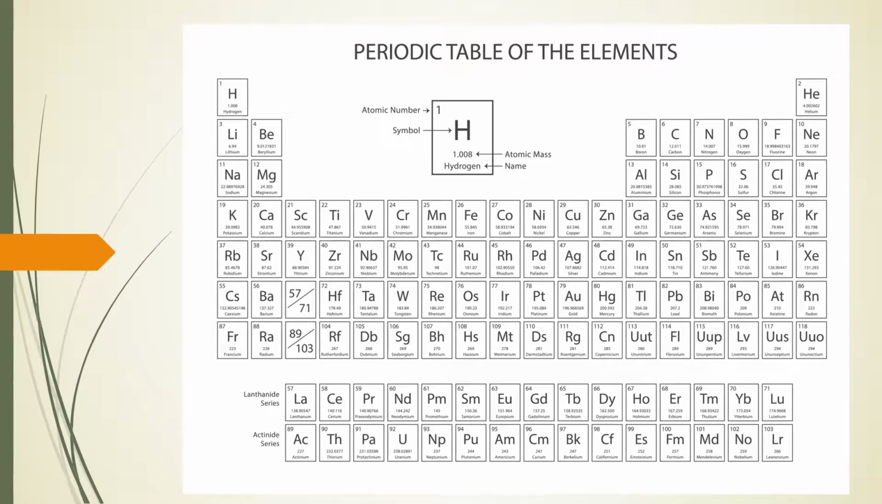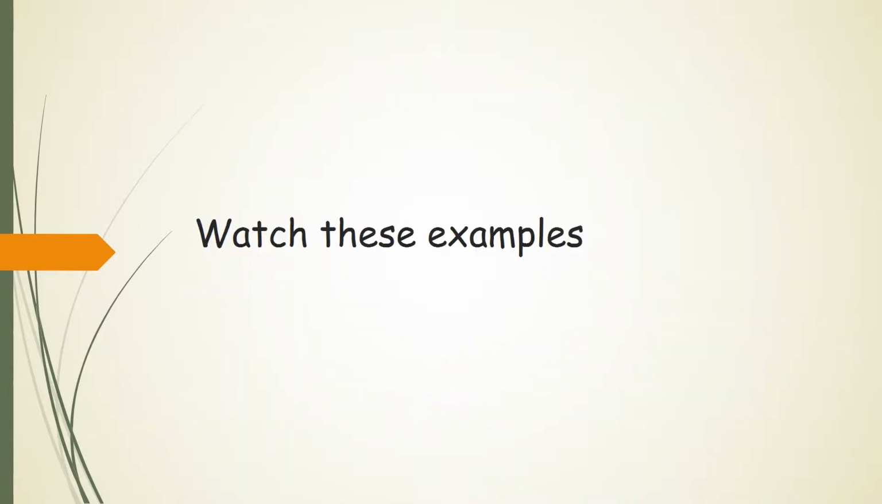In order to calculate a percentage composition by mass, you're going to need the Bible of chemistry, and the Bible of chemistry is the periodic table, and you cannot do any calculations without it. So now what I'd like you to do, if you haven't already got one in front of you, go get yourself a periodic table and you can watch me do these examples.